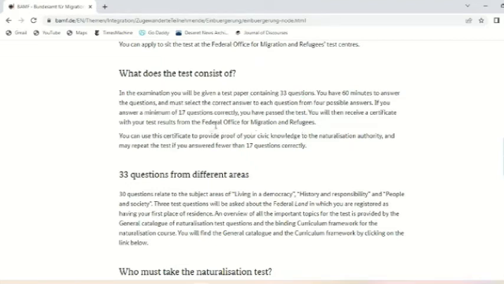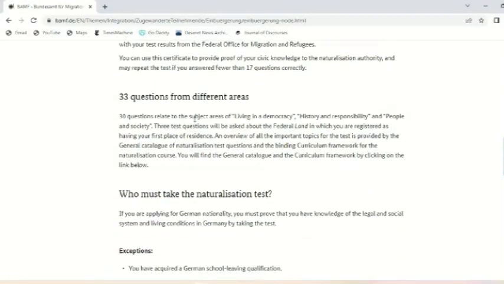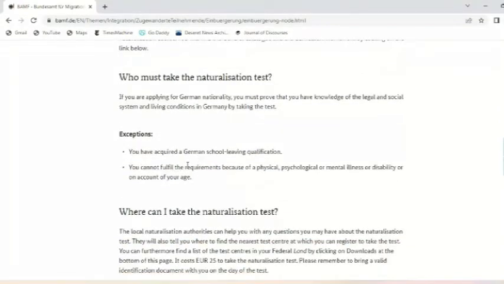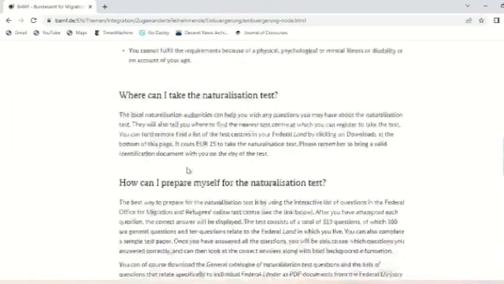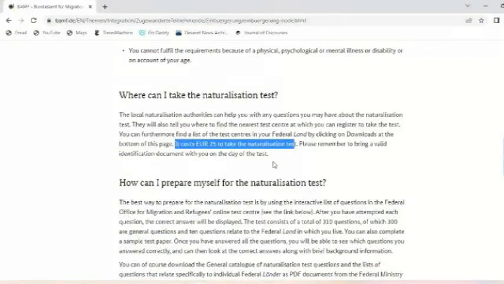Each test consists of 33 questions, and you must get at least 17 correct. The topics of the questions are living in a democracy, history and responsibility, and people and society. Three of the questions will be specific to the land, or basically the state that you live in. The test itself costs 25 euros to take. You must, of course, bring a legal form of identification.